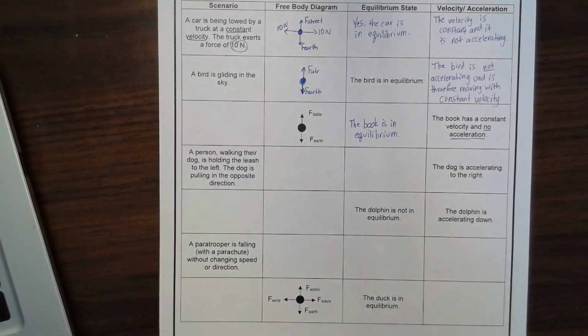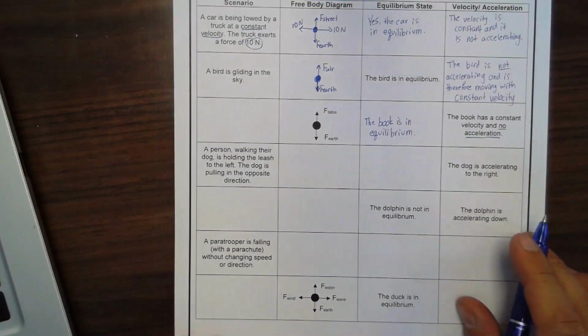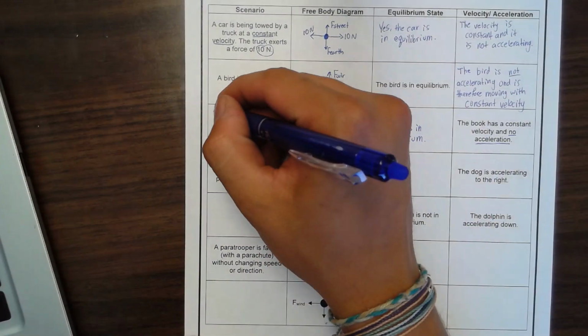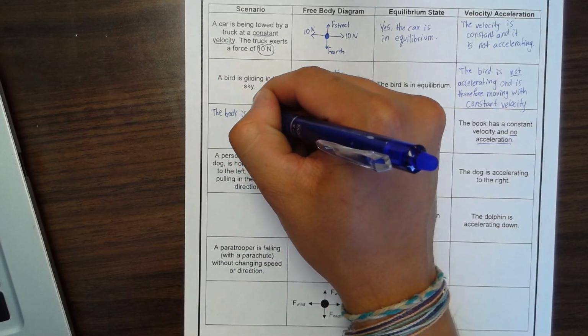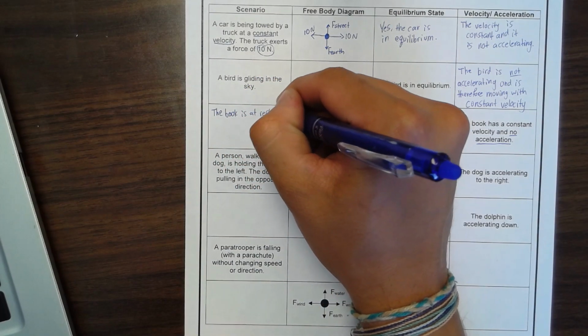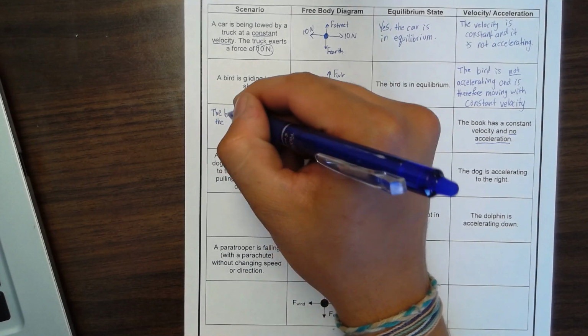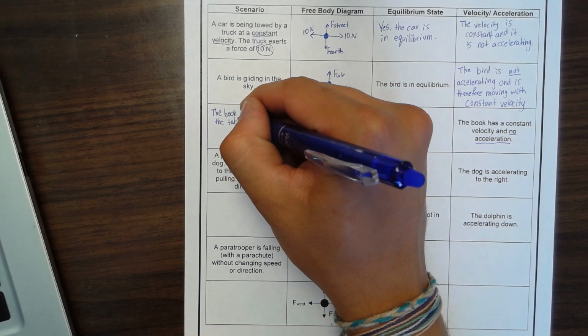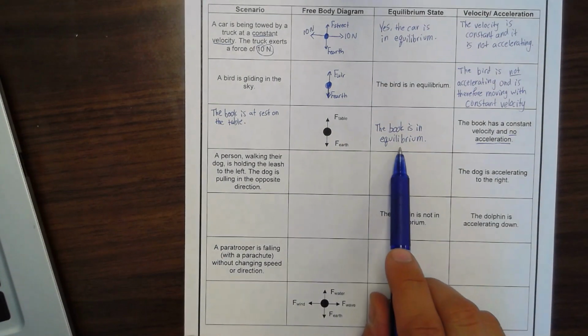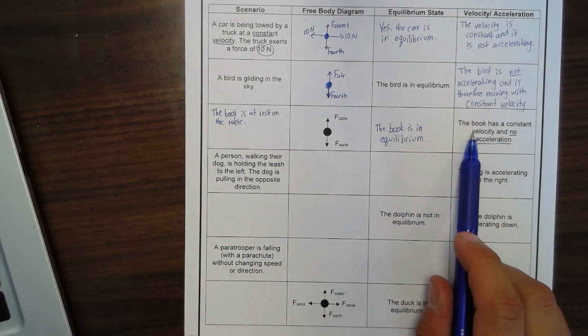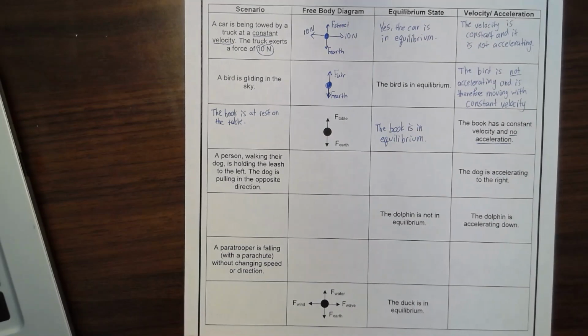And here's the fun part. So now I can write a scenario. So most of you probably would write something like, the book is at rest on the table. And that's true. This is what the free body diagram would look like. It would still be in equilibrium, and it has a constant velocity / no acceleration.